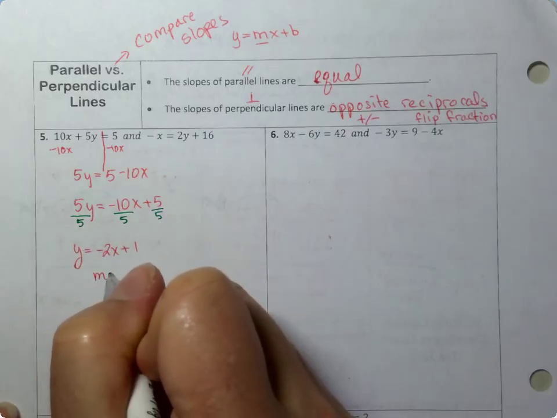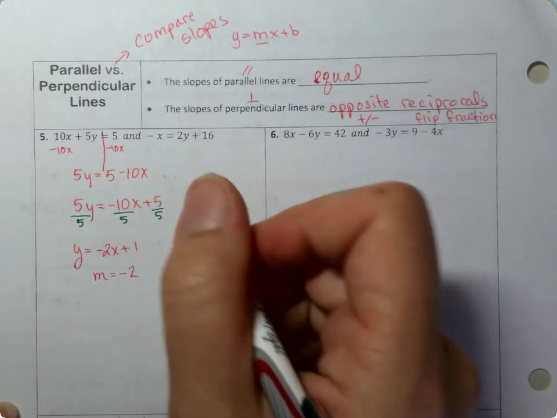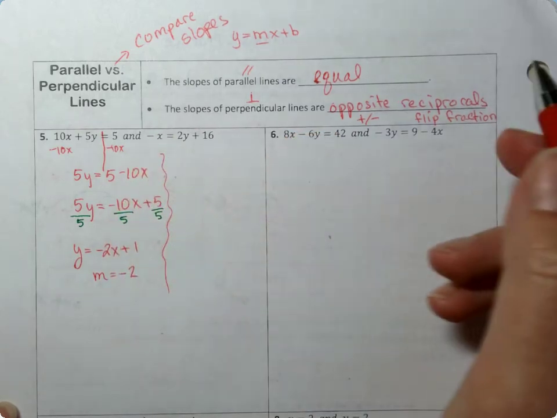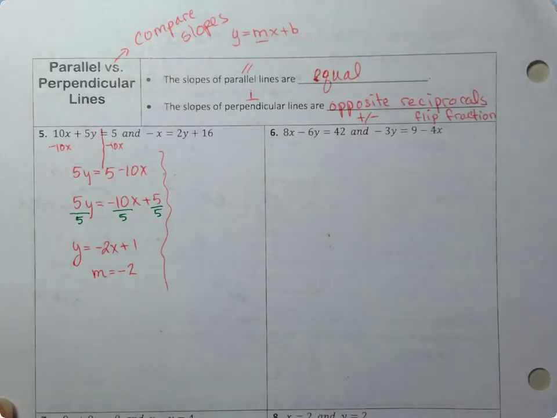What is the slope of my line? -2. Now, let's do the other one. What do you want to do here? I want to leave y where it's at, move the 16, or just move it all around? What would you like?